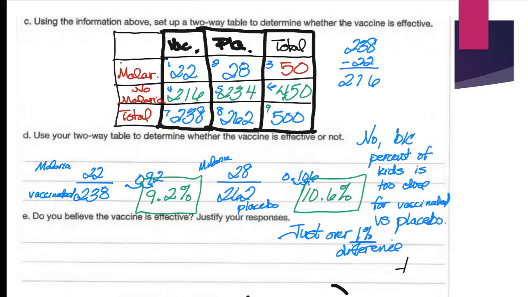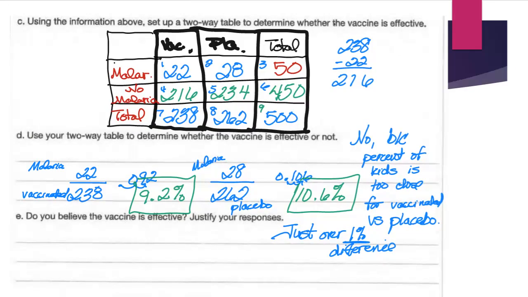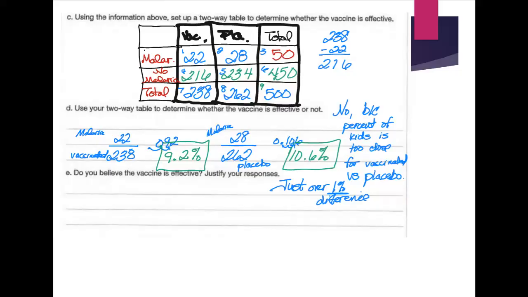Okay? A 1% difference in the number of kids who got malaria with the vaccine versus the placebo. Do you believe the vaccine is effective? So maybe you have some personal opinions about that. Okay? Why might some other people say it is effective? Let's be the devil's advocate. Because remember, you just have to justify your reasoning. And some people might say, I would take the vaccine. Why might someone say, yes, I would take the vaccine?